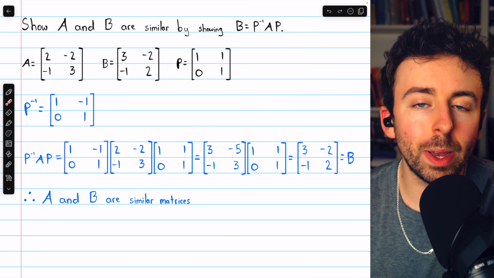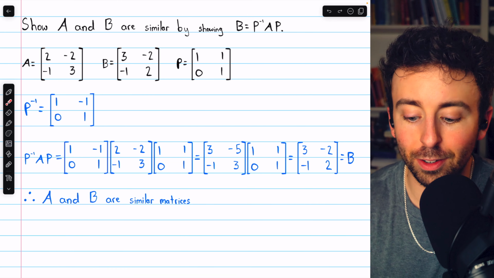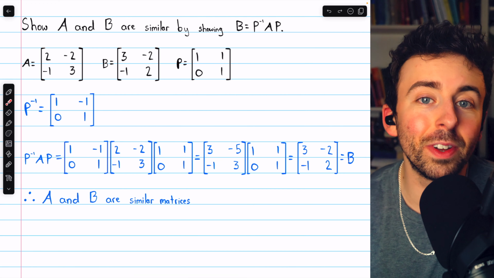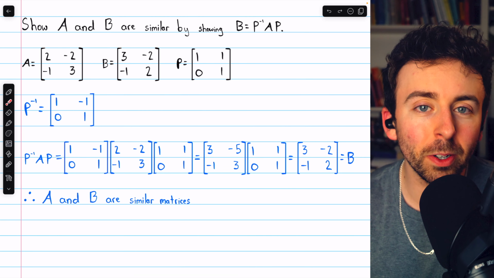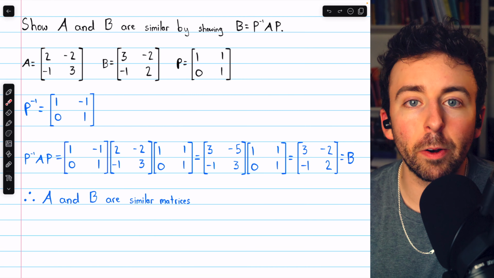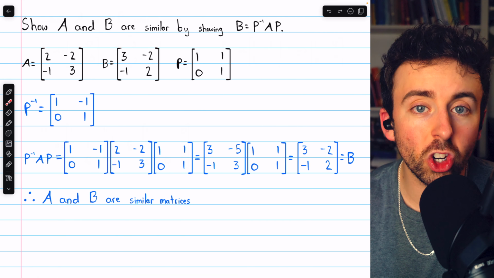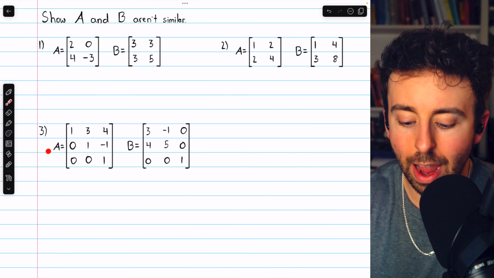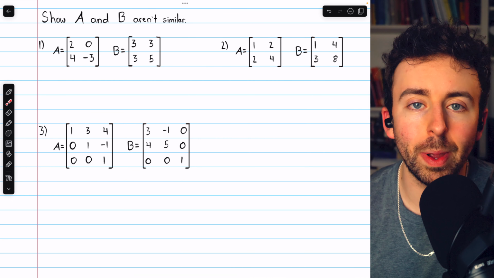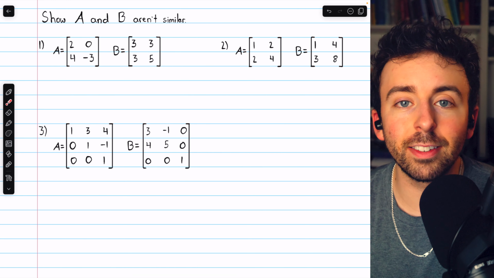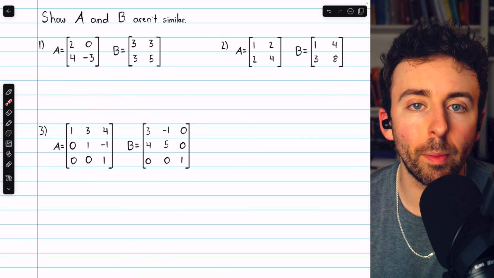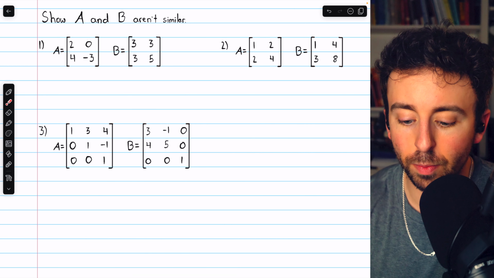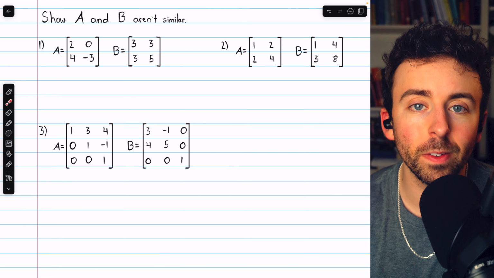Showing these two matrices are similar was pretty easy, specifically because we were given the matrix P up front. Showing two matrices aren't similar is generally going to be easier because we can just find a similarity invariant that they don't share. So here are three pairs of not similar matrices. See if you can find a similarity invariant in each example that's not common between the matrices. That will suffice to prove that they aren't similar.